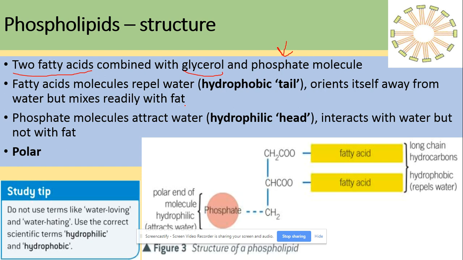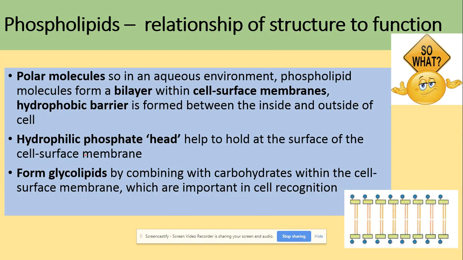So fatty acids will repel water because of the hydrophobic tail. In terms of the tail, we are referring to the fatty acids, and they will orient themselves away from the water, so it will be in the middle here. Then we've got the phosphate molecule, the hydrophilic head that can interact with water but not with fat. So these are polar molecules.